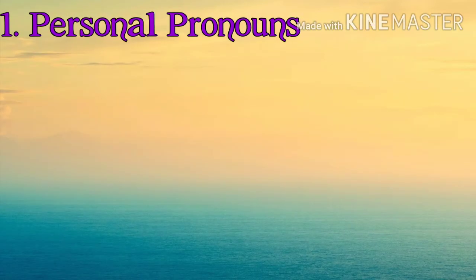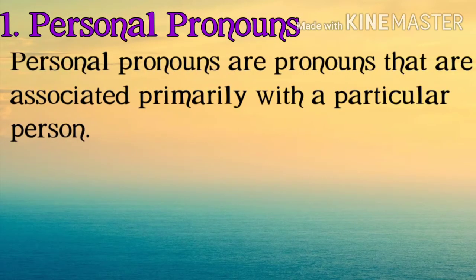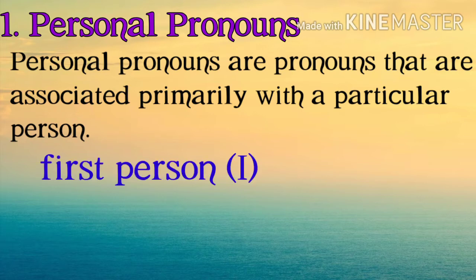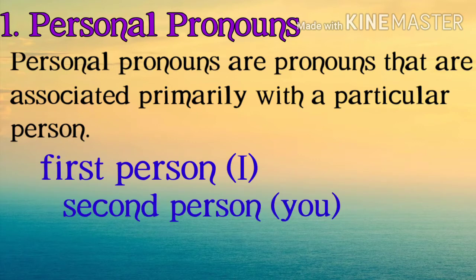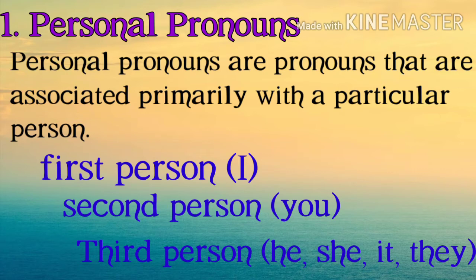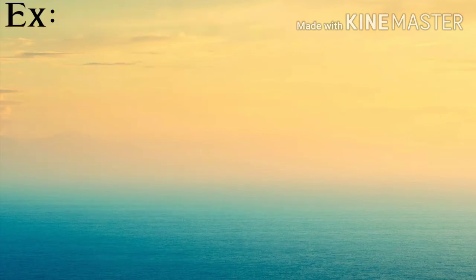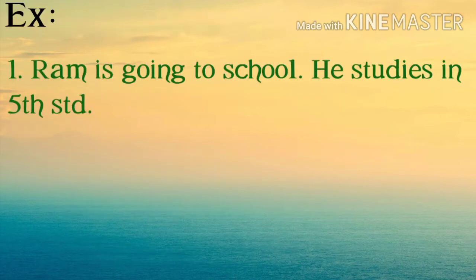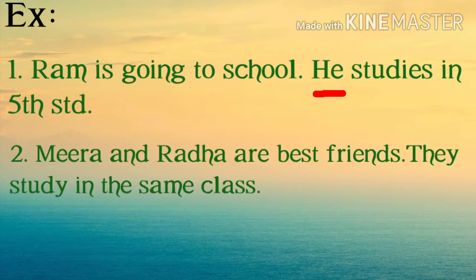Now let us talk about personal pronouns. Personal pronouns are pronouns that are associated primarily with a particular person. Like first person, we say I, second person we use you, and third person he, she, it, they. Example, Ram is going to school. He studies in 5th standard. So, in second line, in place of Ram, we are using he. So, he becomes pronoun.